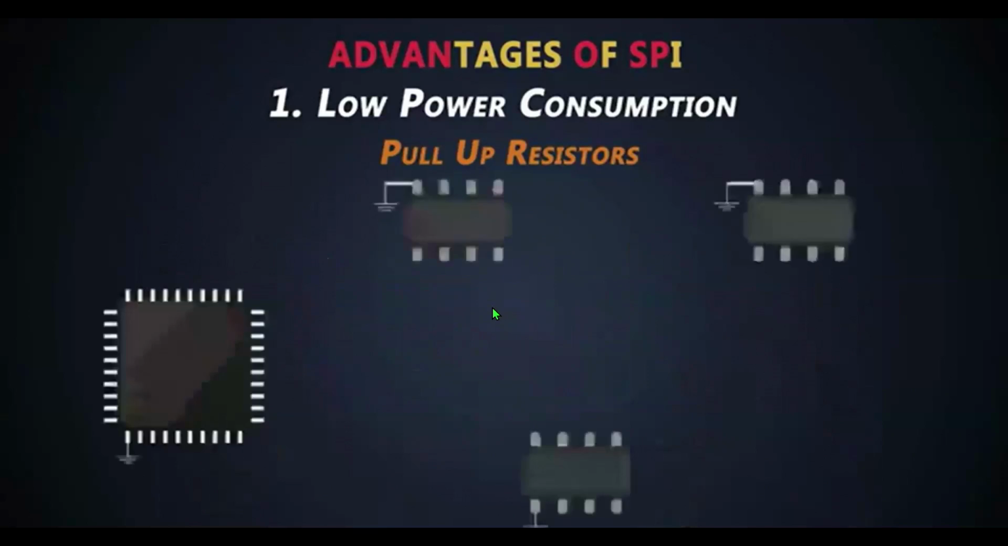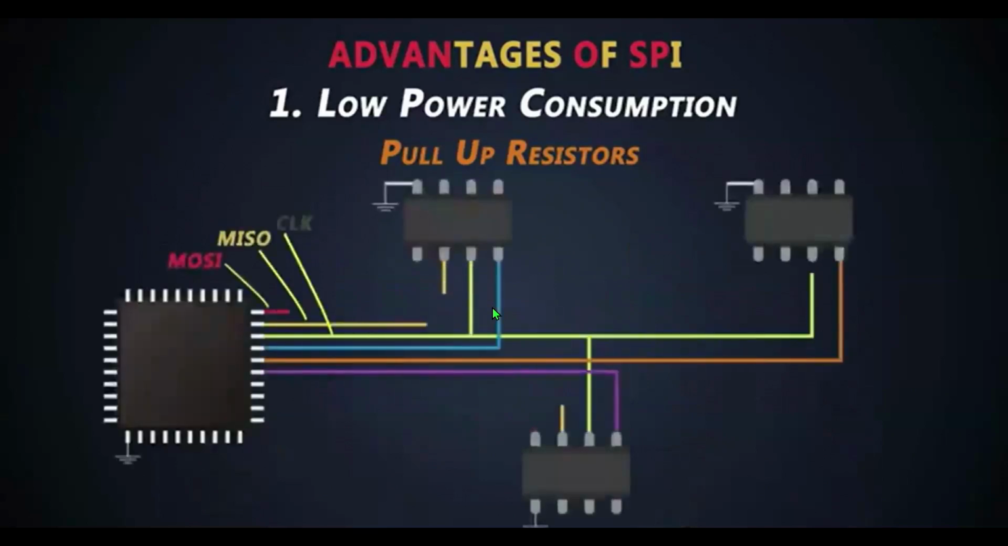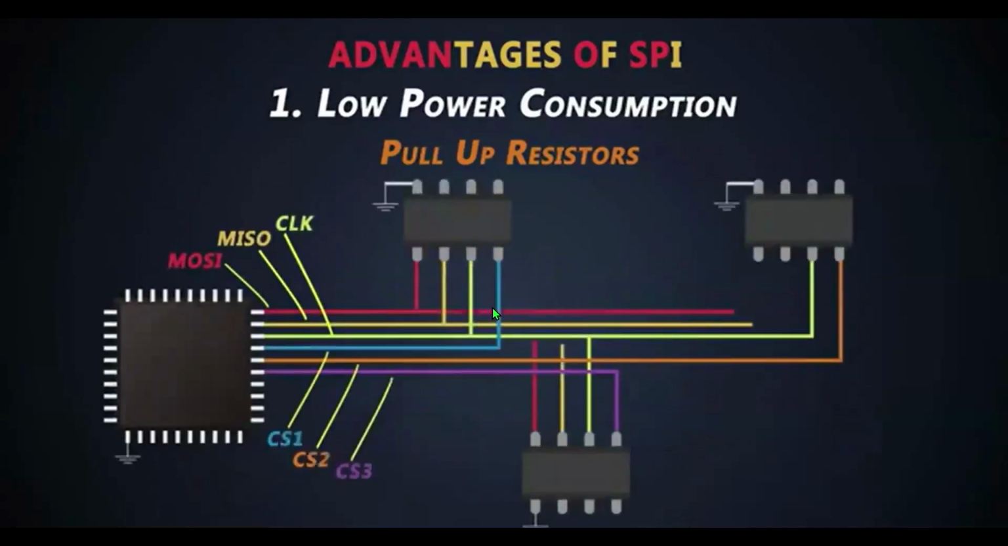But the SPI communication is much simpler because there are no pull-ups needed. The only power requirement is its consumption: dynamic power from switching internal transistors and input-output lines.